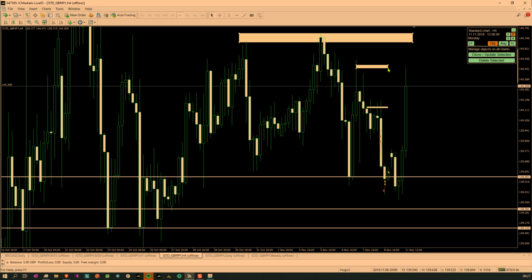4 hours. We have this zone here in the 4 hours, and this here, which is something, and oh, we had this zone here before, kind of breached. Okay.